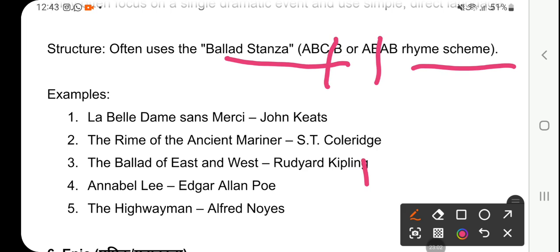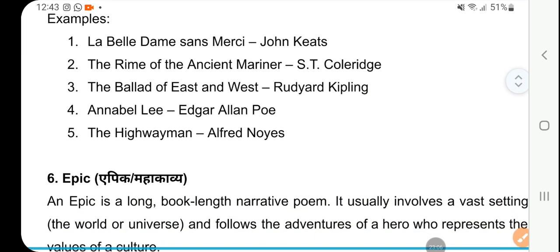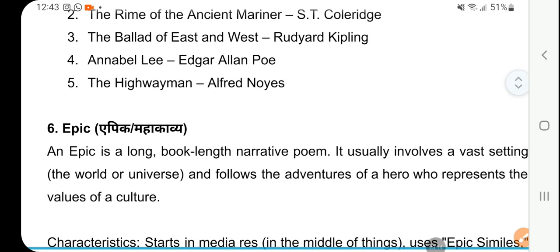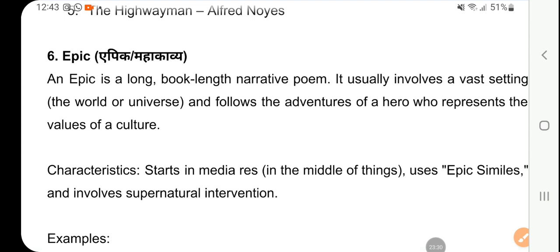Then Annabel Lee, that's by Edgar Allan Poe. I don't have much idea about this ballad. And the Highwayman, by Alfred Noyes. Sorry, I don't have much idea about this ballad also, but you can look it up on the internet.